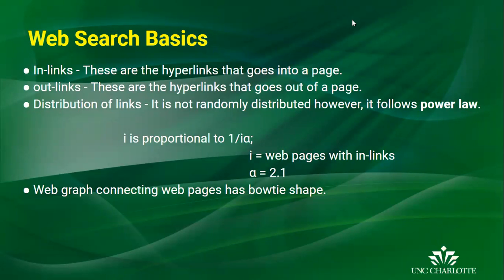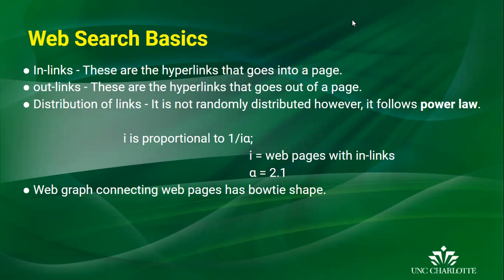So the one is in-links and the other one is out-links. The in-links are those hyperlinks that go into a page, and out-links are those hyperlinks that go out of a page. The distribution of these in-links and out-links is not random, but follows a power law. So what does the power law state? The power law states that the frequency is inversely proportional to i to the power alpha.